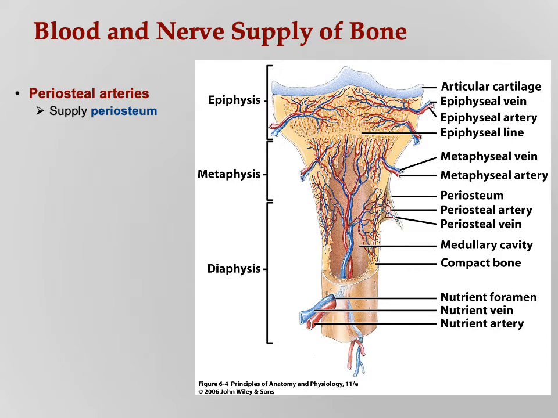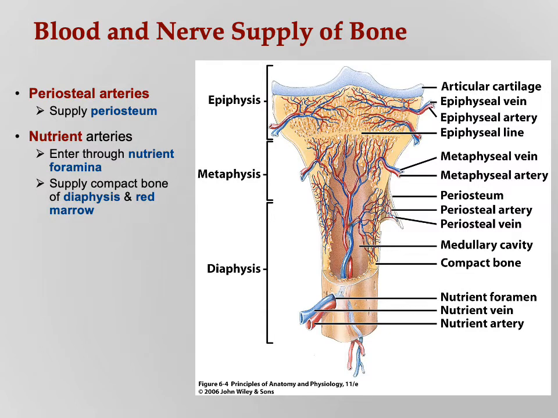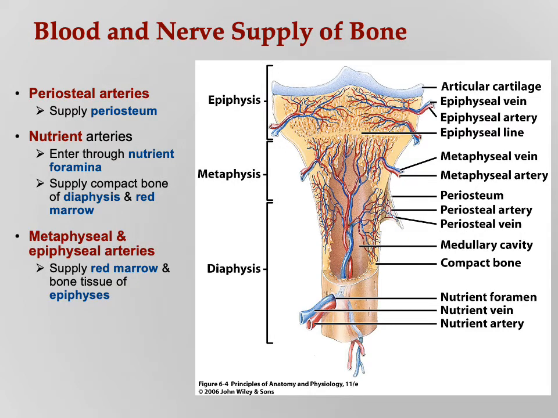So there are periosteal arteries that supply the periosteum. There are nutrient arteries that enter through nutrient foramina and supply compact bone of the diaphysis and red bone marrow. You've seen these nutrient foramina before, haven't you, when we did the lab? Remember the supraorbital foramen, the mental foramen, the infraorbital foramen? That's what those little holes in bones are for. It's for the nutrient arteries to get in. There are also metaphyseal and epiphyseal arteries that supply the red bone marrow and the bone tissues. This is not a huge slide, just emphasizing the fact that you can't make bone without blood.